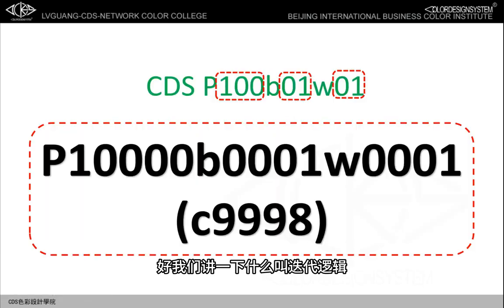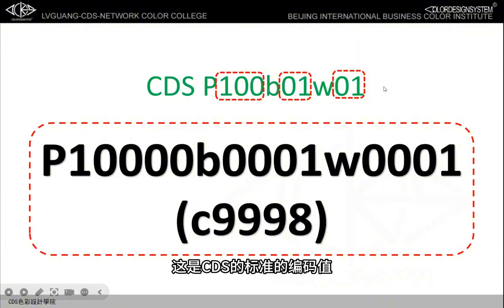Okay, let's talk about what iterative logic is. This is the standard encoding value of CDS. P100 is the purple. Then B01, W01 looks purple at first glance. B01, W is also 01. Color is 98. This is a very pure purple.